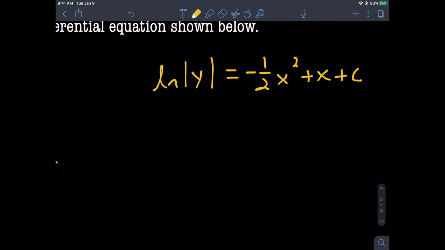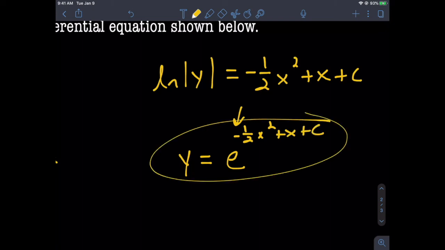Then there's the curious case of this natural log. How do we get rid of that? Well, algebraically, we can translate it into the exponential statement. So that means y equals e to the negative 1/2 x squared plus x plus c. And that, ladies and gentlemen, is a pretty nice answer for us for the most part.